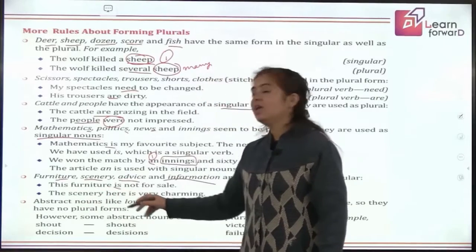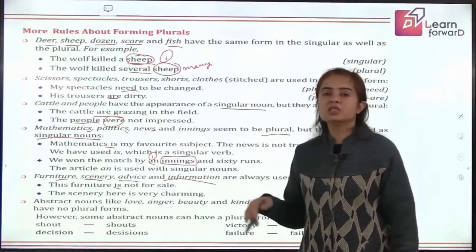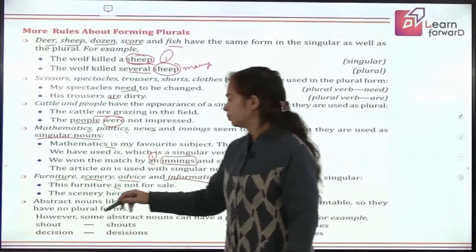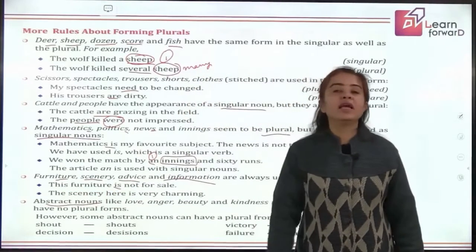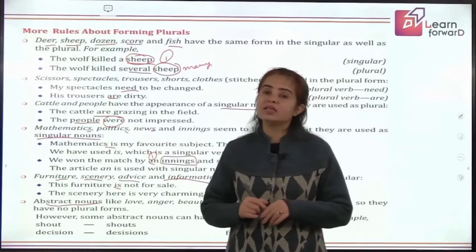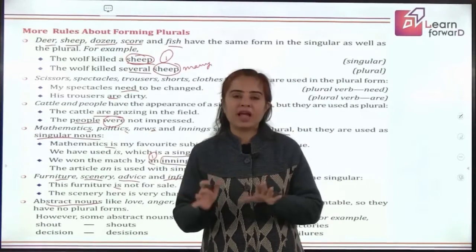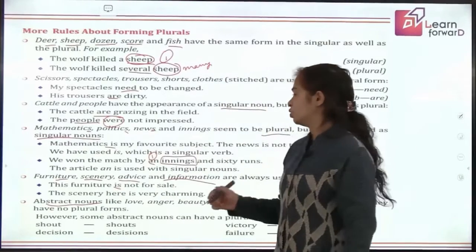The scenery here is very charming. So we are talking about things around. The scenery is used as a singular noun. Moving ahead, abstract nouns, I told you, they are feelings, they are qualities, they are senses, they are the states, and they do not have any plural. They are always used in singular nouns, you have to remember.